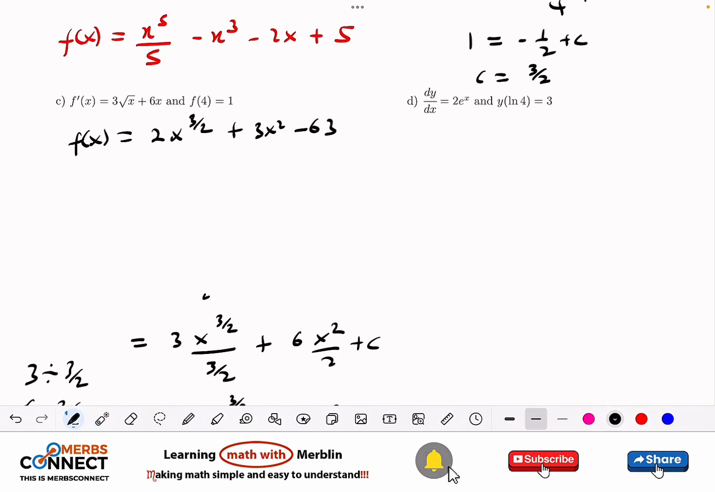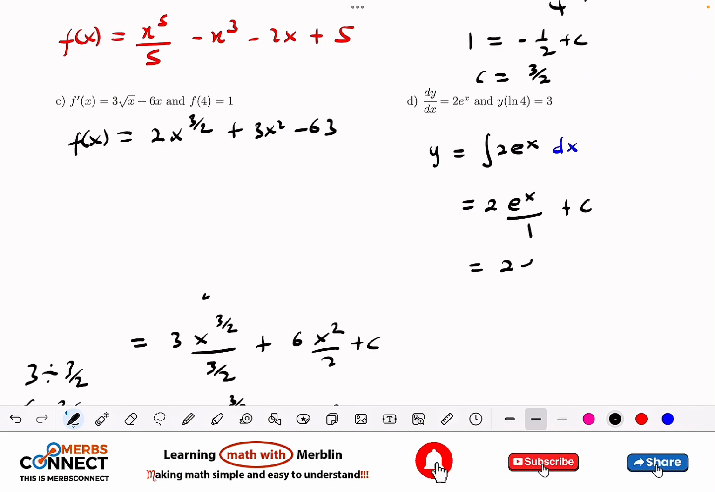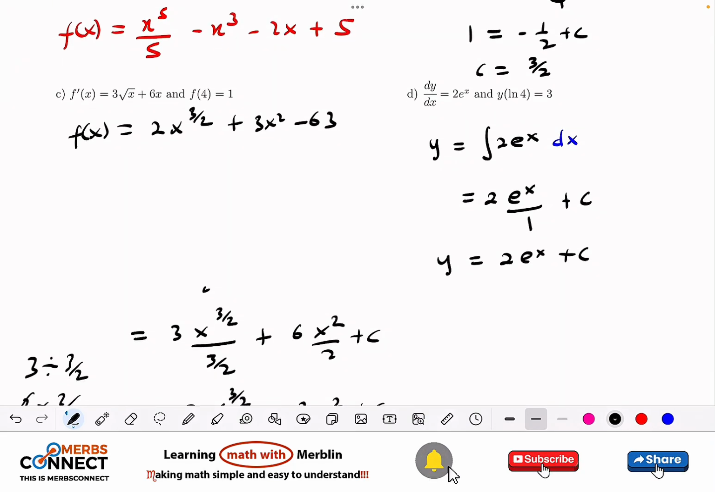Let's look at d. Good. So when I integrate dy over dx, I'm going to have y equal to the integral of 2e to the power x dx. So when I integrate e to the power x, I will divide it by the derivative of what is on the top. So when I differentiate x, I'm going to have 1 plus c. So this is 2e^x plus c, y.